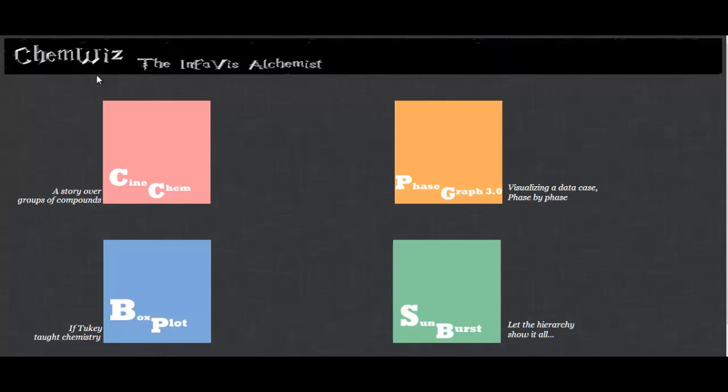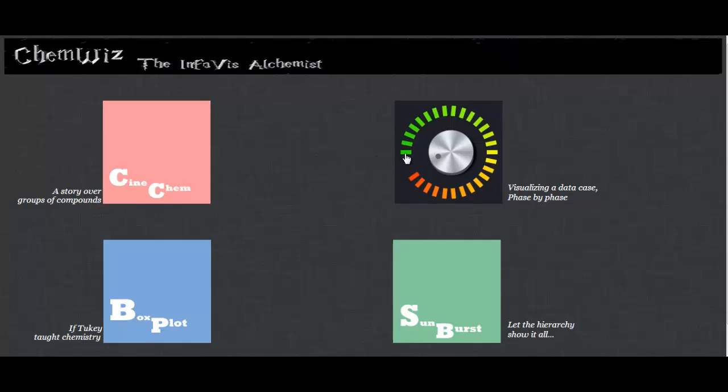gold for data analysts. The system consists of 4 types of visualizations, each of which provides specific insights into the dataset. Let's look at our first visualization, CineChem.